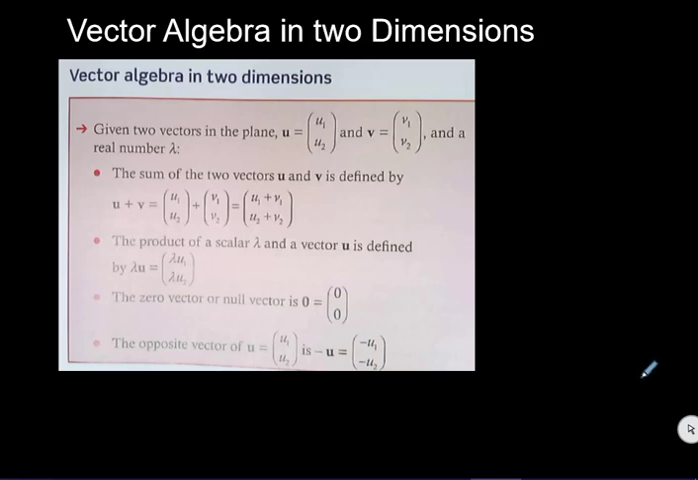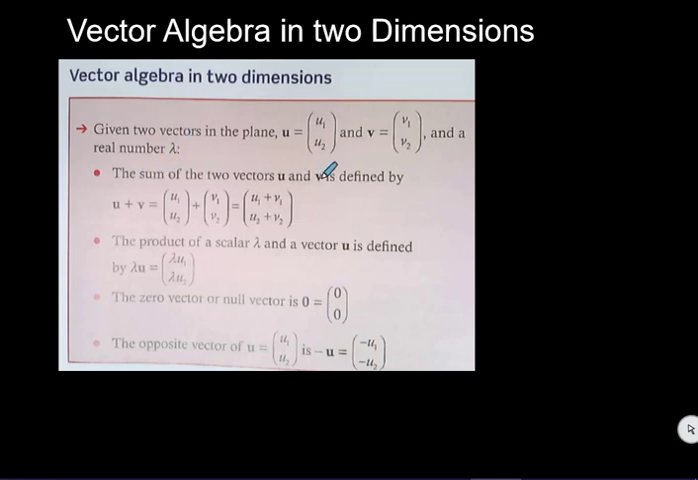Hello, we're going to talk about vector algebra in 2 dimensions. We're going to look at a few properties here. Given two vectors in the plane, we're going to call one vector u. We're going to identify its components as u sub 1 and u sub 2, and vector v with components v sub 1 and v sub 2, and the real number lambda. This is going to be a real number, not some type of vector, right?